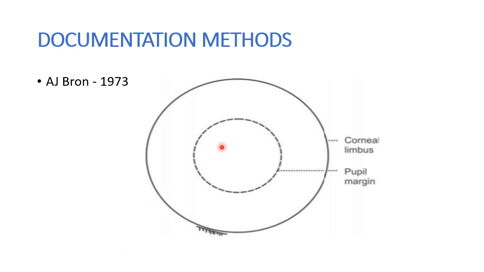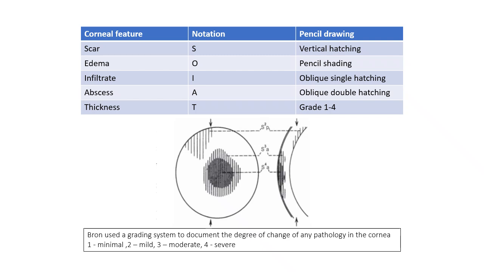And the first documentation methods used a dark black outline, circular outline for the corneal limbus and a dotted line for the pupillary margin. Now, some of the features that were noted, and remember these figures were mostly in black and white. Some of the features that were noted and graded accordingly included corneal scar, edema, infiltrate, abscess, and the corneal thickness. For example, in this figure, the capital S denotes scarring.